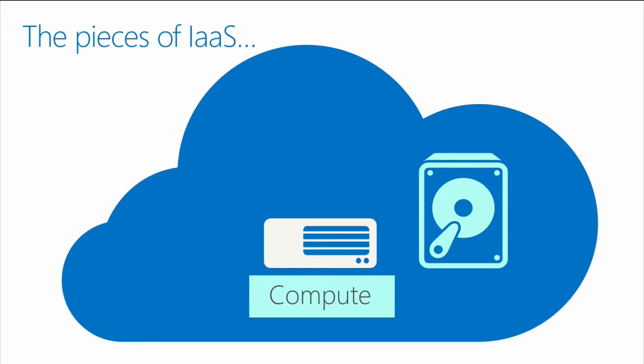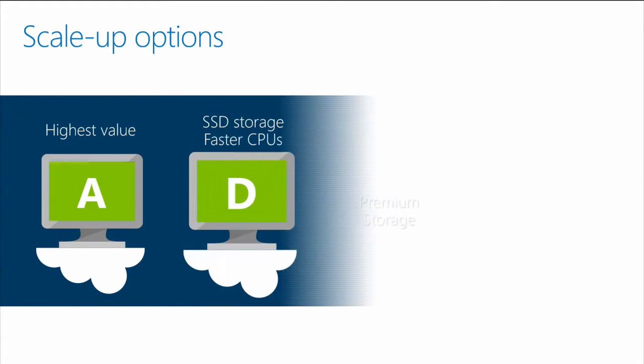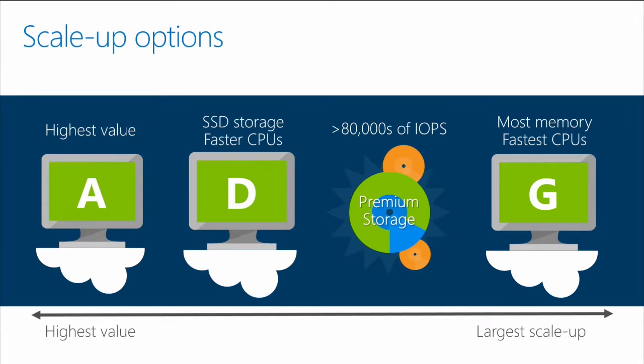We've talked about the storage aspect. Now let's look at the compute. We talked a little bit about the size, and we'll dig into the differences here. From the options within compute, we have the A series of virtual machines, which gives you the highest value. The D series, which gives you the best balanced performance using local SSD and faster CPUs. And then what we saw a moment ago, the G series of virtual machines, which has the most memory and the fastest CPUs available within Azure. Currently, those are the largest virtual machines available within public cloud.